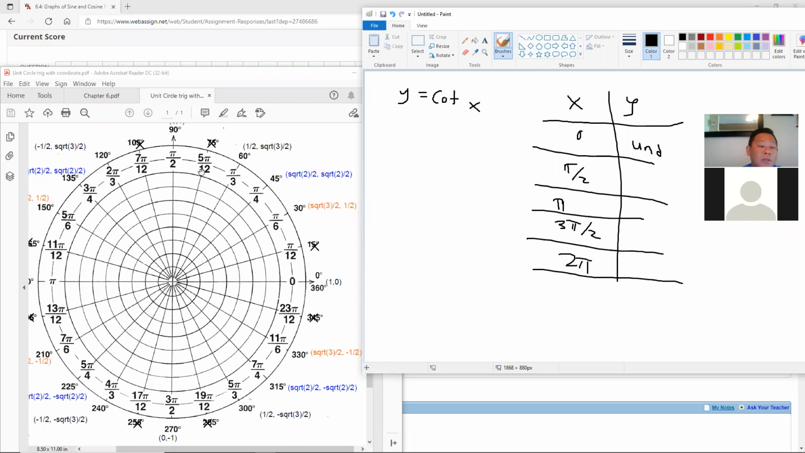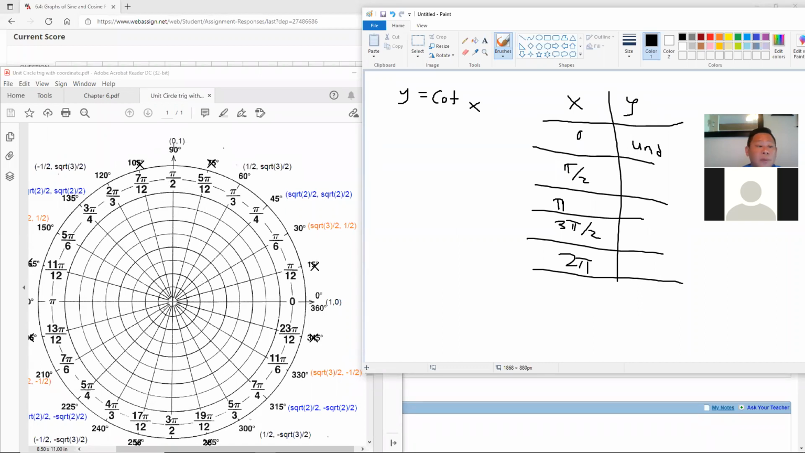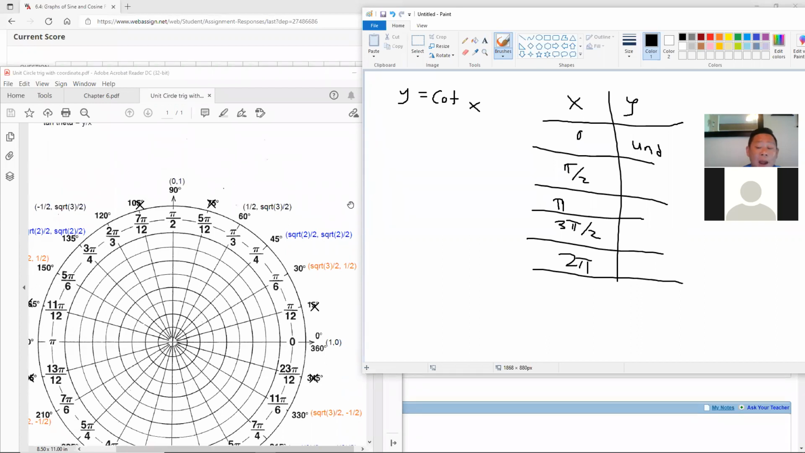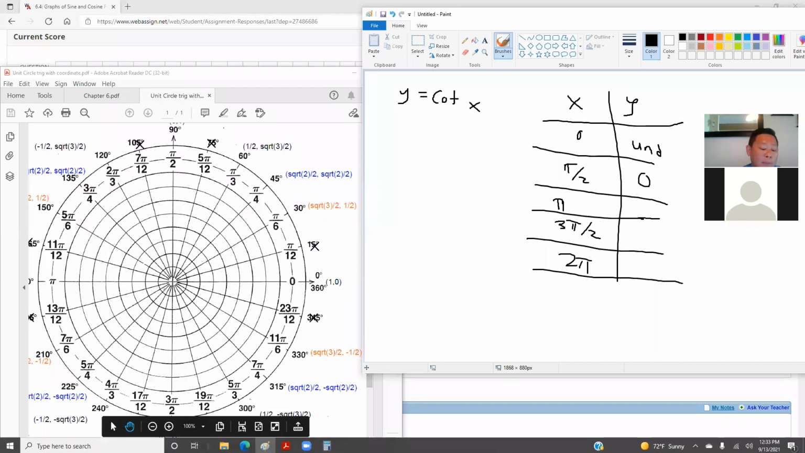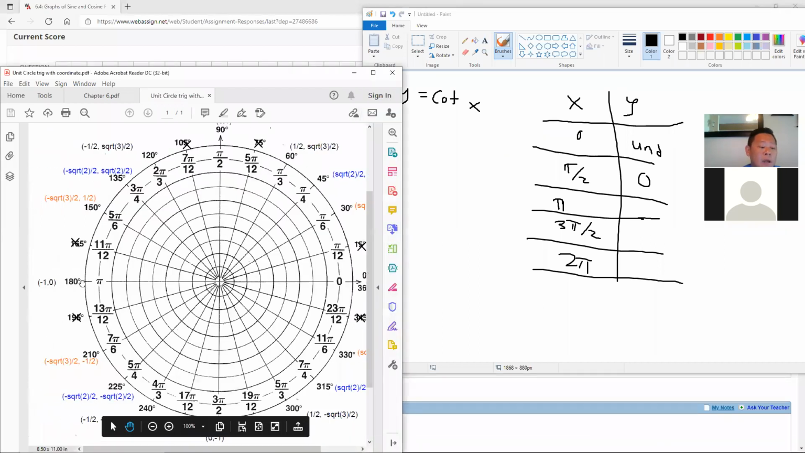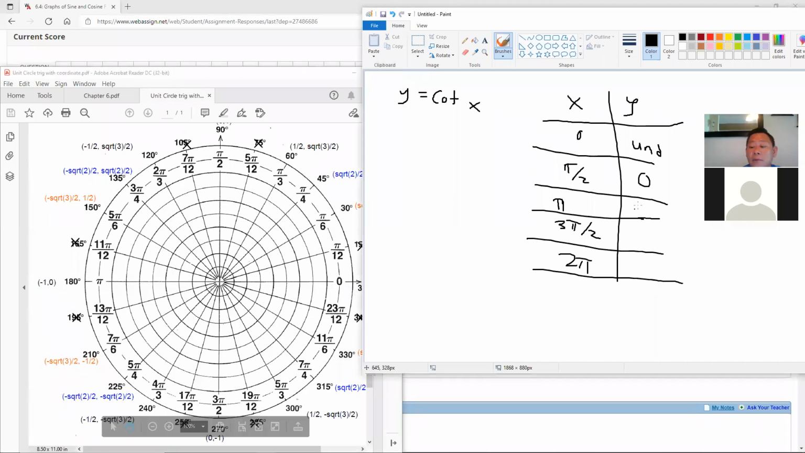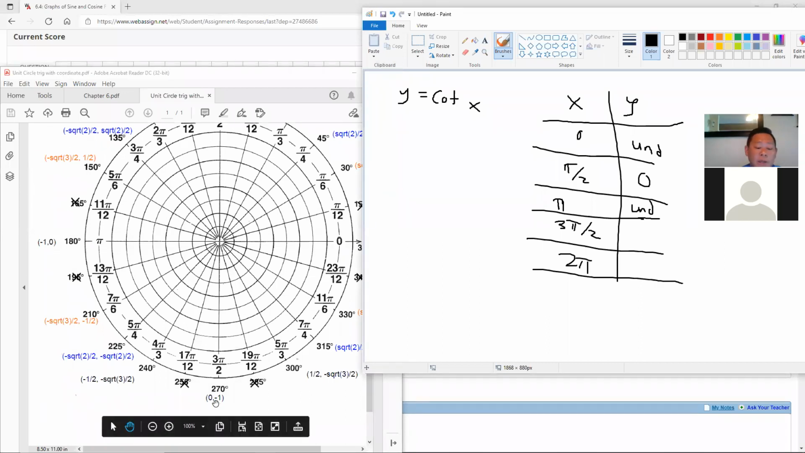And then if you go to 90 degrees, pi over 2, it is going to be x divided by y. So it's 0 divided by 1. So this will be 0. And then if you go to the pi, which is on the other side here, so x divided by y, so negative 1 divided by 0, this will be undefined. And then on 3 pi over 2 is x divided by y, 0 divided by negative 1, this is 0. And then back to the 0, it will be 2 pi in this case, will be undefined.